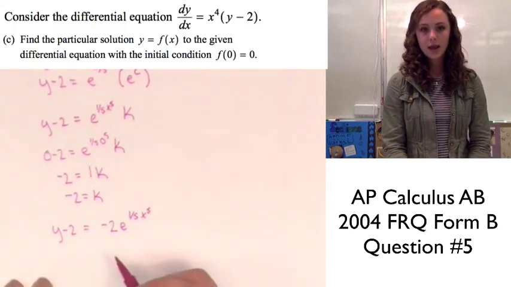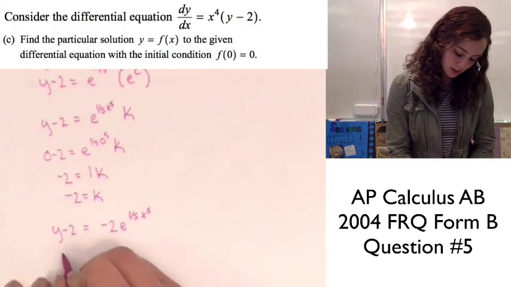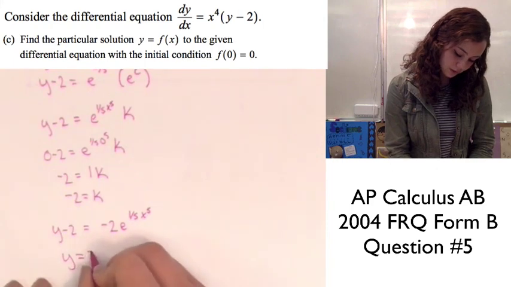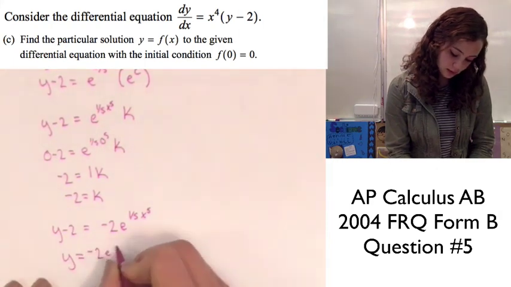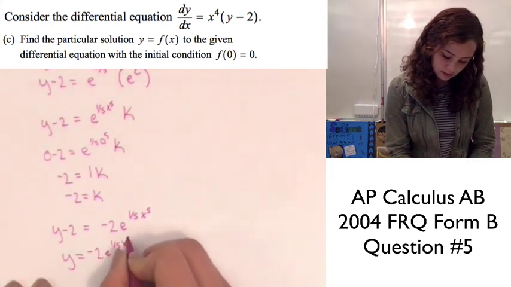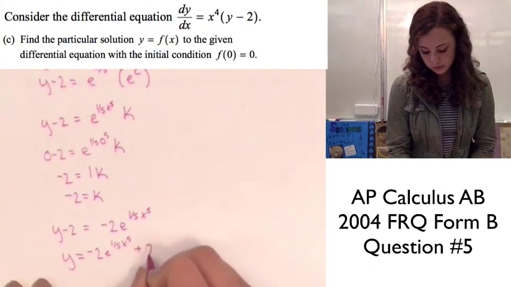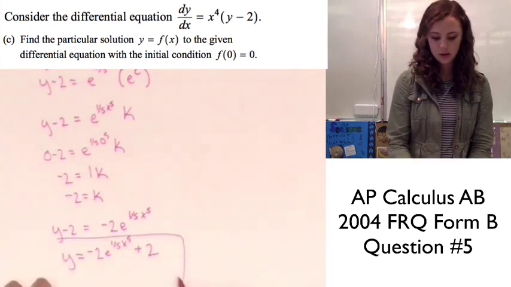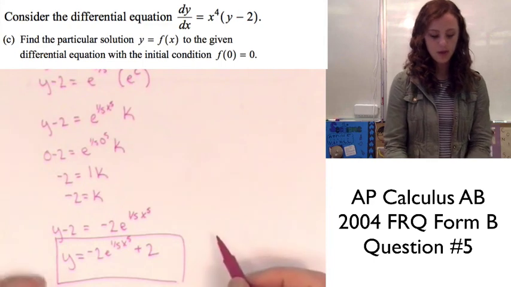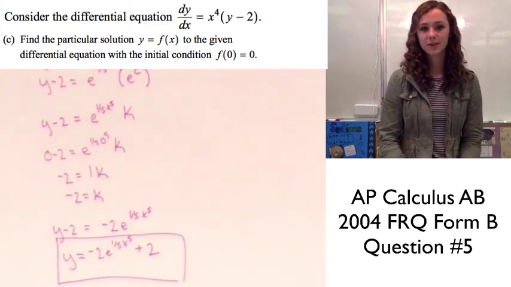And let's go ahead and add 2 to both sides to make it so that it is y equals negative 2e to the 1/5 x to the fifth plus 2 for our final answer to part C of the 2004 Form B question number 5.